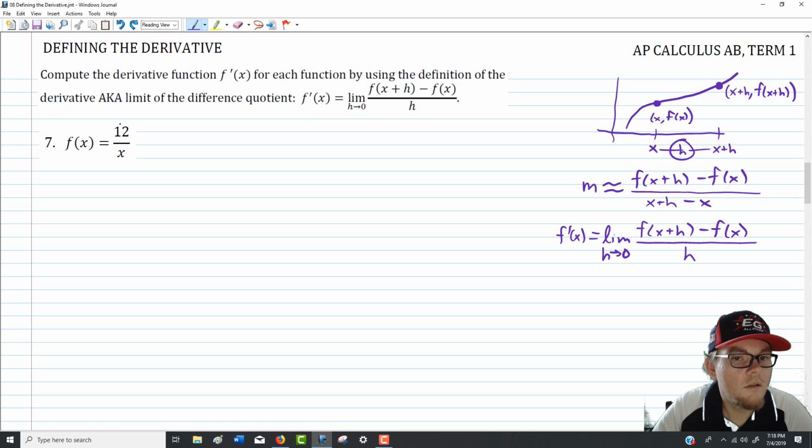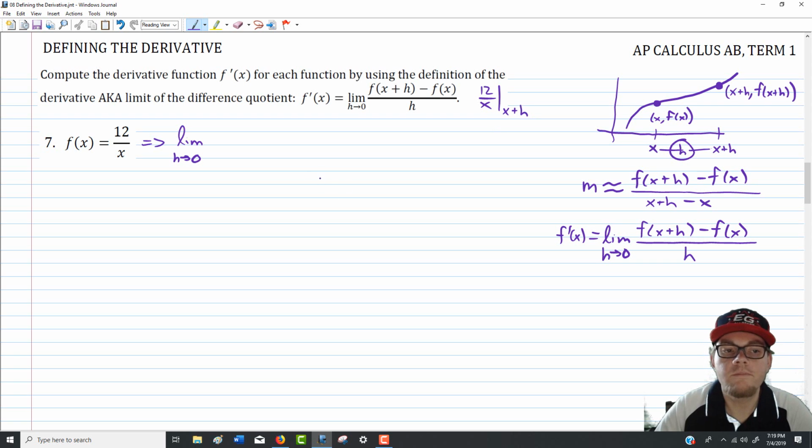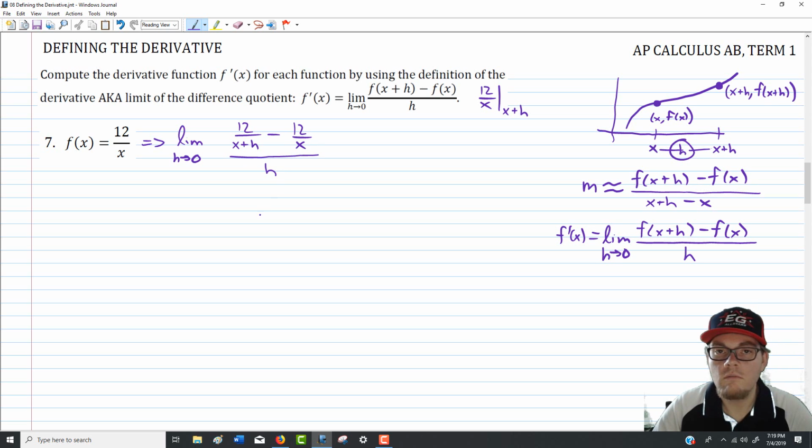So in here, looking at everything, I'm going to start by just filling this in. We want to evaluate the limit as h goes to 0 of f of x plus h. So we need to take 12 over x. We need to evaluate it at x plus h. So that means we've got to plug in x plus h anywhere where there's an x. So instead of 12 over x, we're going to have 12 over x plus h. Then minus f of x, which is just minus 12 over x, all over h. That's actually a pretty easy denominator.